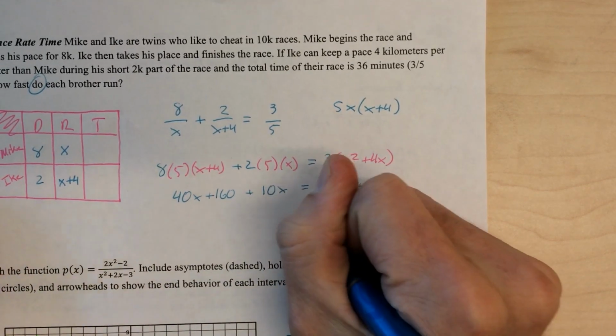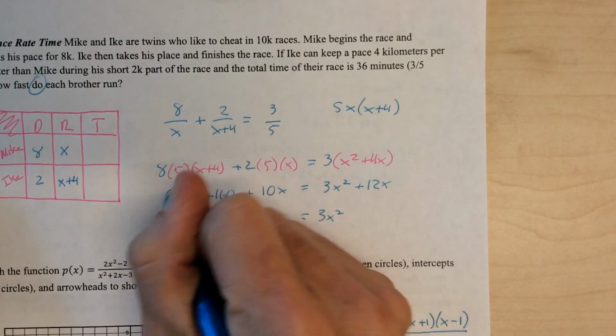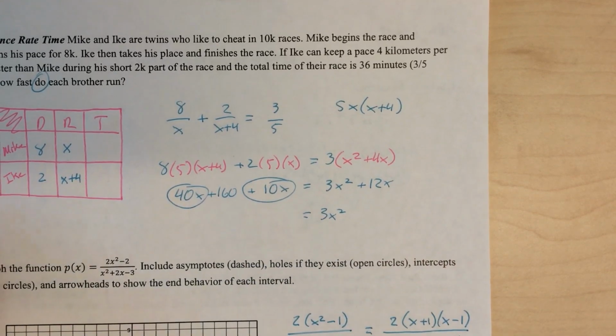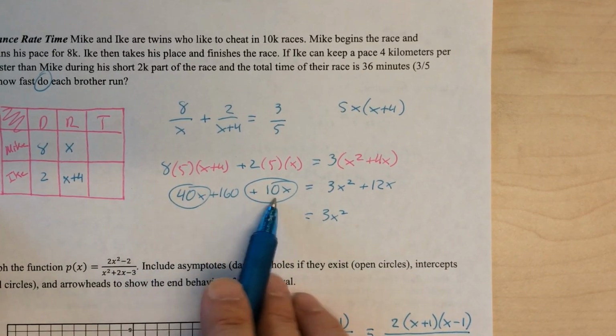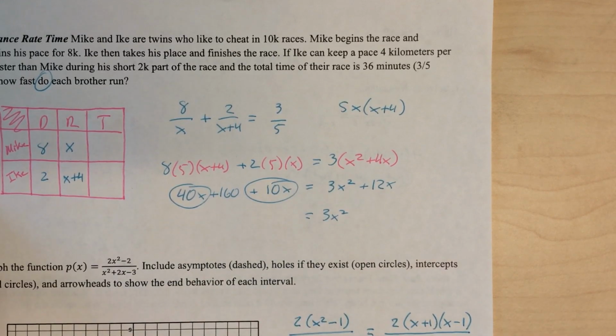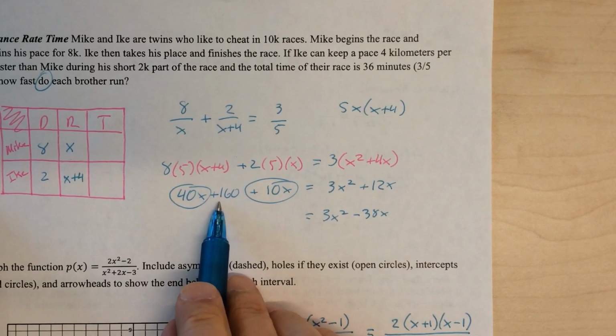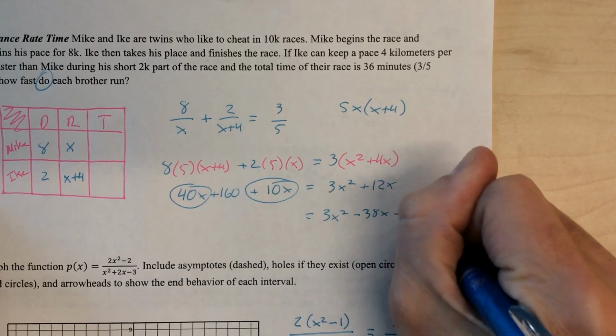Okay, so let's regroup everything, knowing that we have a quadratic. These x's are going to group up, and I'm going to subtract all that. That's 50x. I'm going to subtract it from the 12x. So that's going to give me negative 38x. Then the 160 is going to move over to here.